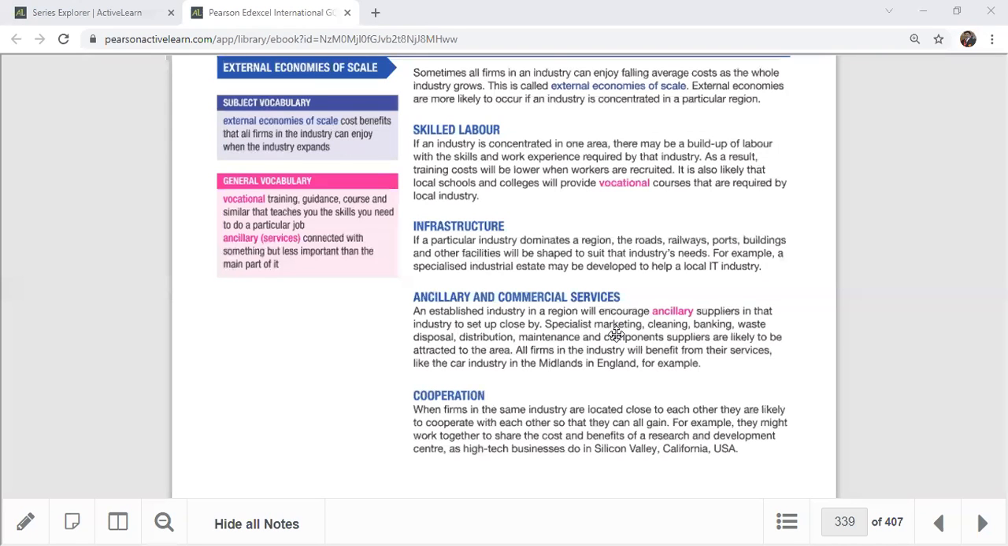Sometimes you can see this situation, like Silicon Valley in California, where all the IT sector businesses are located, so they can share resources and research and development knowledge. Simply, you can even share the car park, or share a warehouse with another business. These cooperation benefits are there. So these are the main advantages coming from external economies of scale.